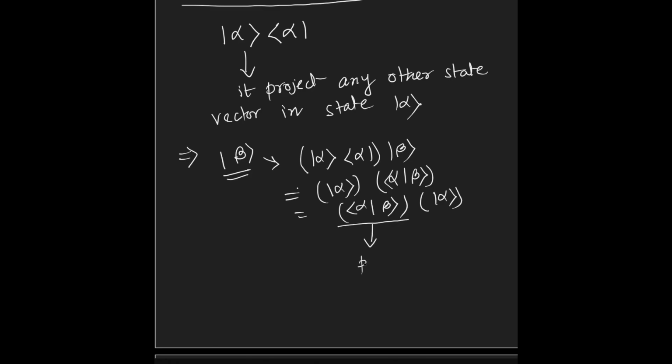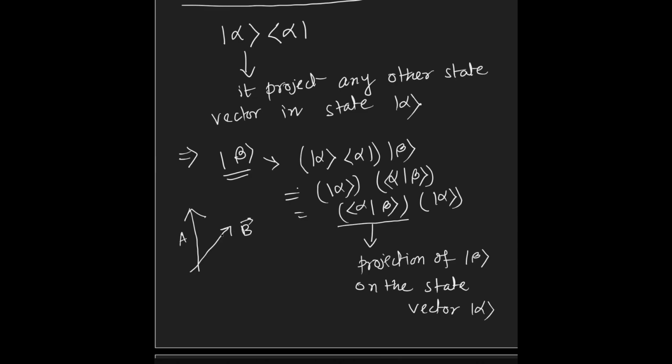That is the projection of beta on the state vector alpha, and this operator is the projection. It tells what fraction of beta is in the direction of alpha. It is similar to if there are two vectors A and B, what fraction of B is in the direction of A, that is A dot B. That fraction of B in the direction of A is represented by the inner product, and this is called the projection operator.